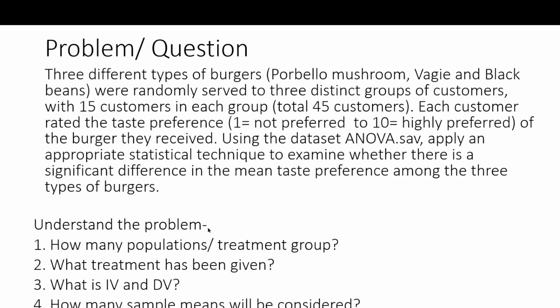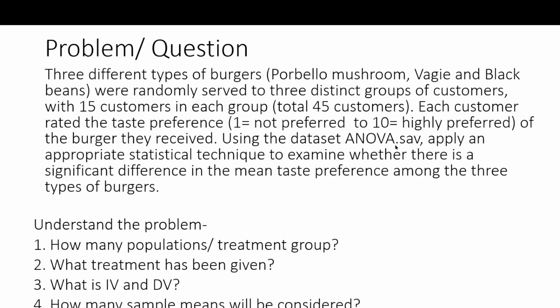So let us understand this problem. How many populations or treatment groups? It is clearly revealed that there are three distinct groups of populations. It means the groups of customers, and in each group there are 15 customers involved. So we can say that there are three distinct treatment groups in this experiment. What treatment has been given? A particular type of burger acts as a treatment in this particular experiment.